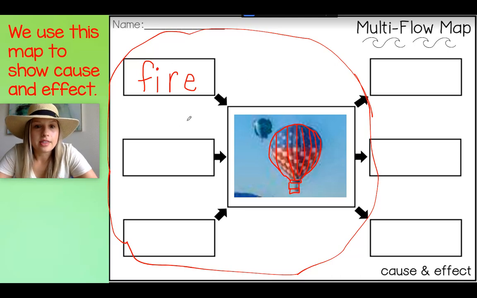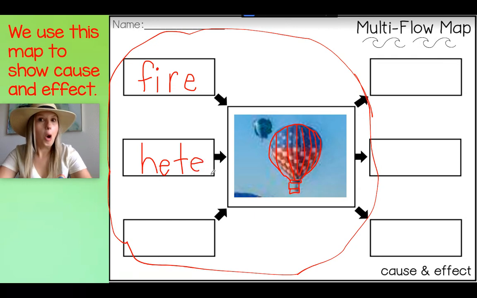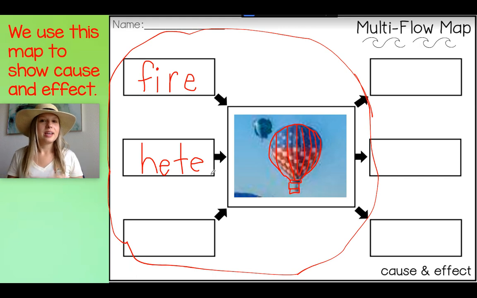So we have fire, and the fire makes what? Hot air, right? Or heat. So we're going to write heat. E. T. Heat. Oh, does E say its name? Maybe there's an E at the end. Heat. Maybe there is. It's actually spelled wrong, but that's okay. E makes E say its name.